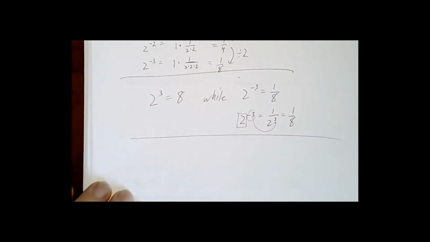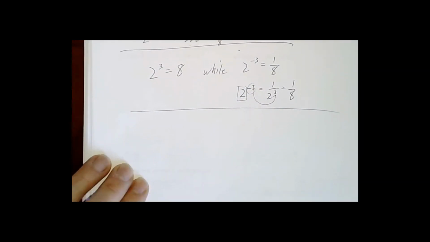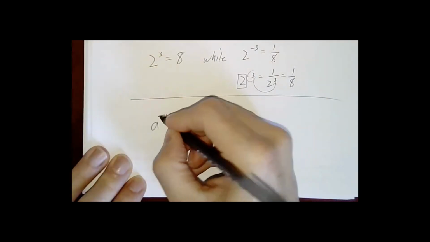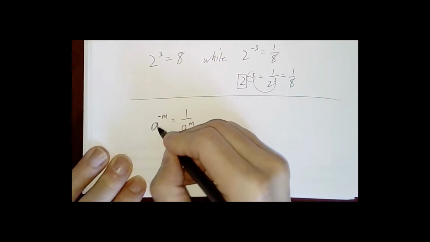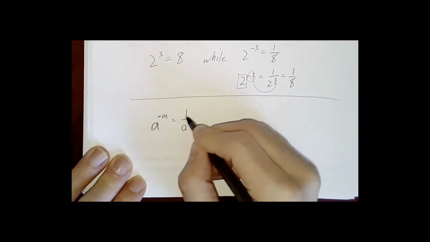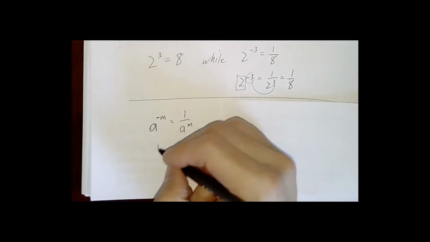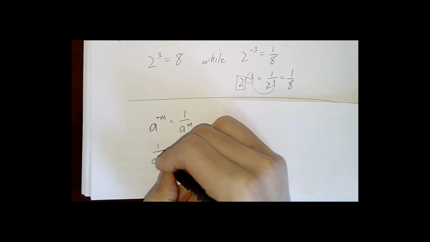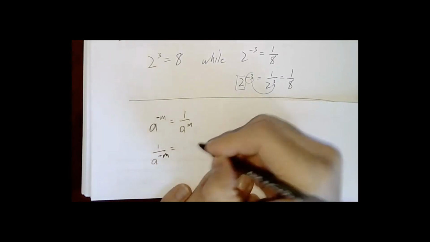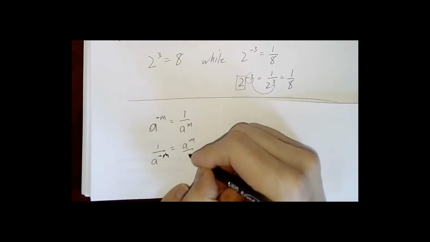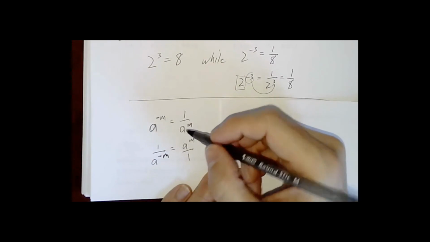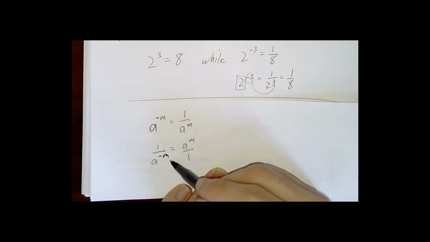The definition that you see oftentimes in math classes is written like this. If you have something written as a to the -mth power, this will equal 1 over a to the mth power. Similarly, if you have 1 over a to the -mth power, this will equal a to the mth power over 1. Basically, you'll notice that it's always the opposite location.